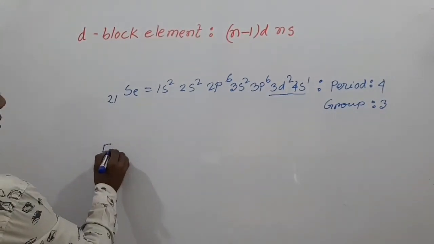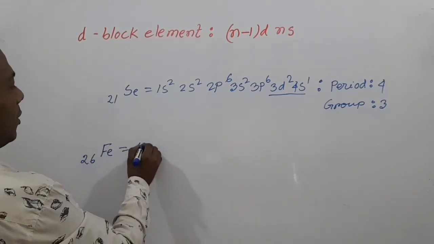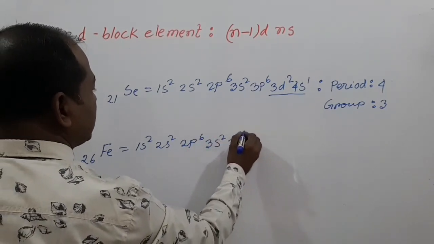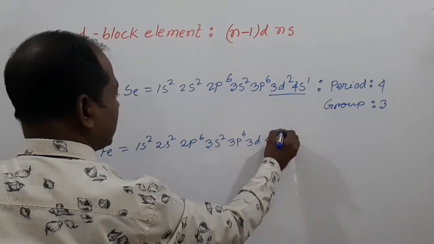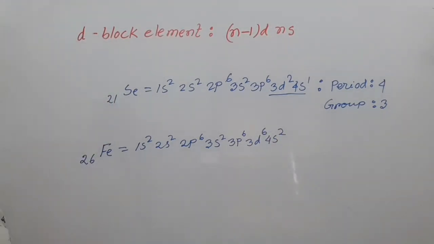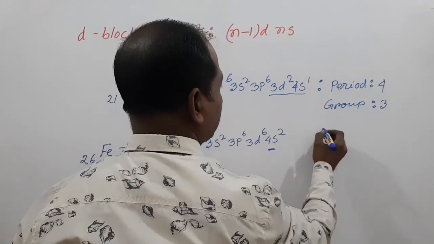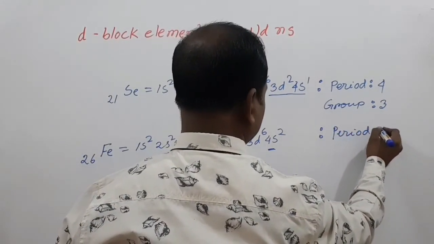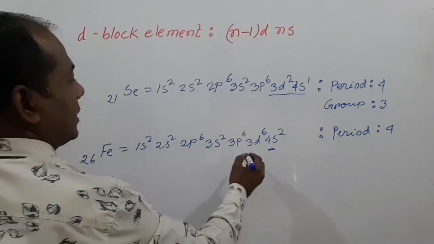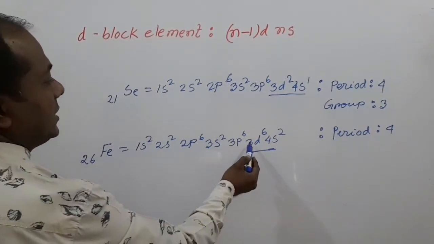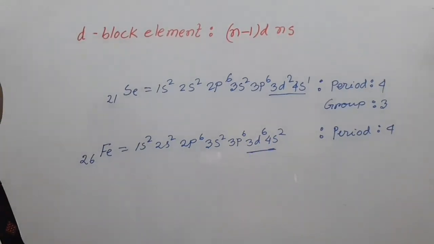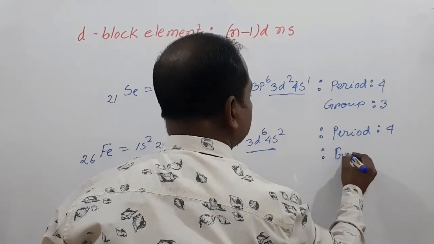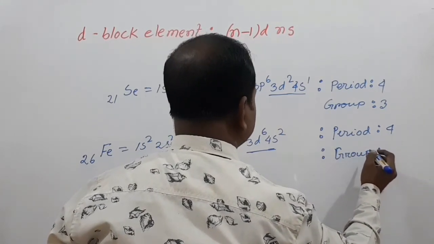For another example, my dear students, iron 26, 1s2, 2s2, 2p6, 3s2, 3p6, 3d6, 4s2. The outermost shell of iron is the fourth shell, so iron is present in the fourth period, period 4, and the total number of electrons present in the 3d and 4s orbitals is 6 plus 2. So iron is present in group number 8.